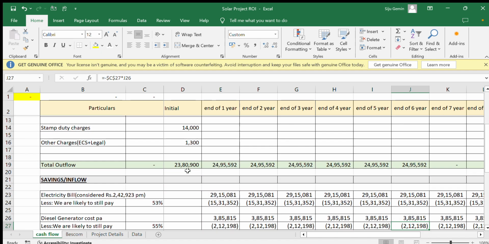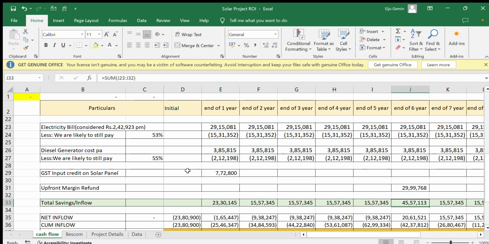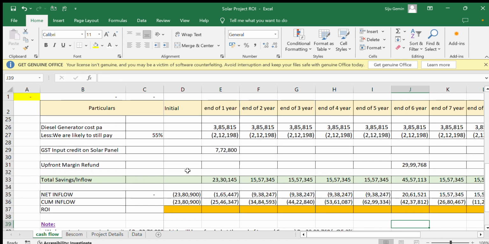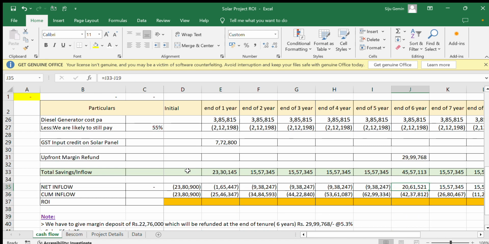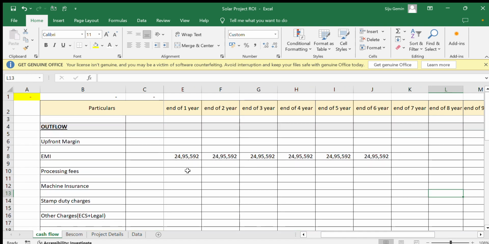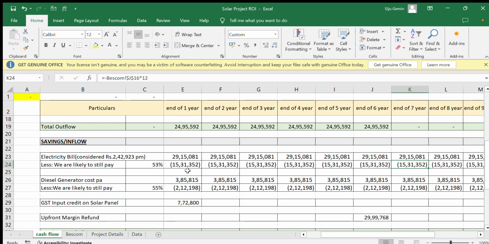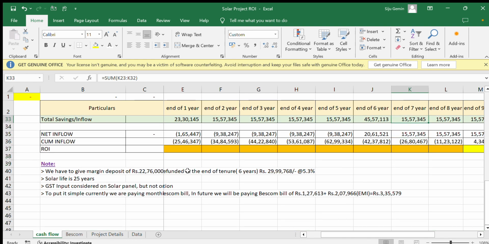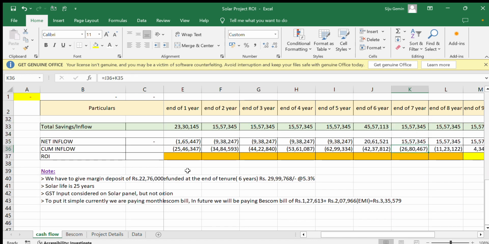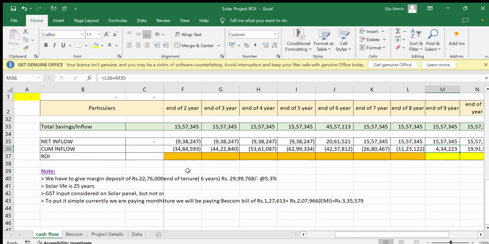At the end of the sixth year, you can see we get that margin deposit back. The loan ends and the margin deposit comes back. So here we have a positive inflow, but still the overall cumulative inflow is negative 42 lakhs. From the seventh year onwards, there is no outflow of money. There is only a net gain of 15 lakhs, but still the cumulative outflow will be negative. So you can see at the end of the ninth year only we are achieving a positive inflow of cash.